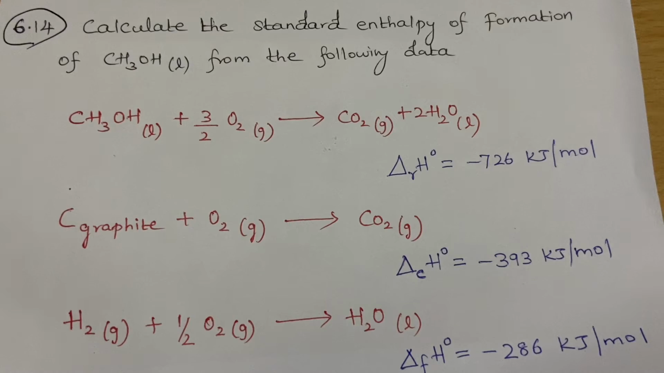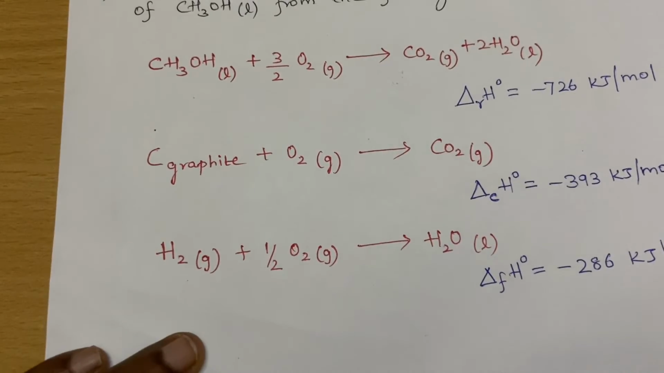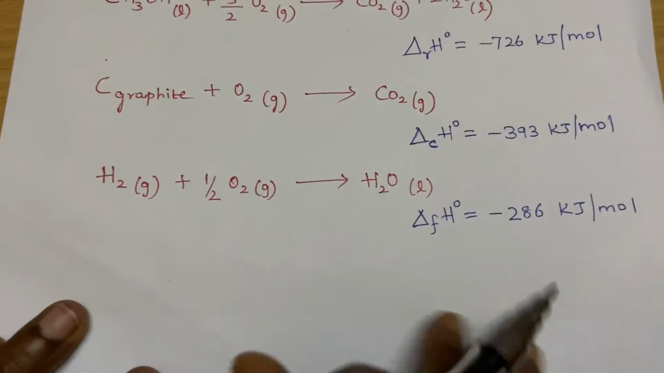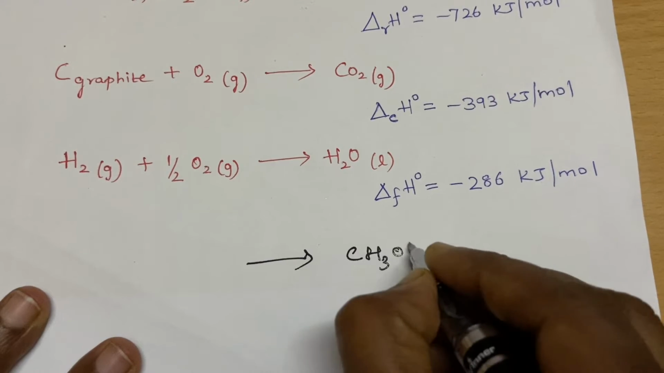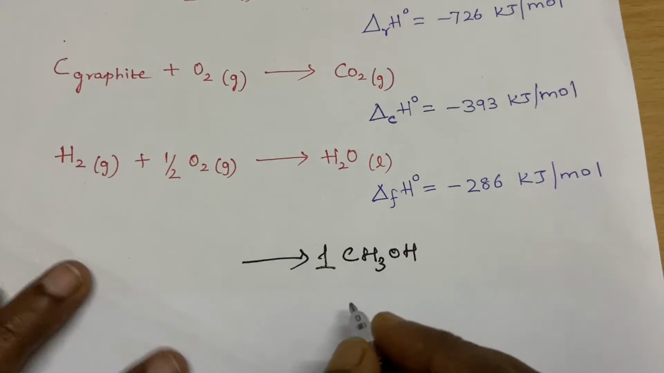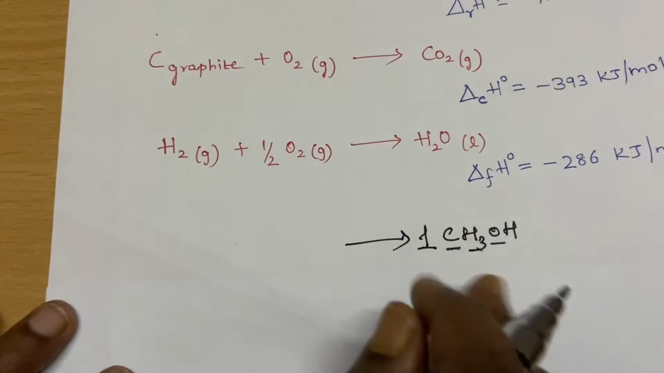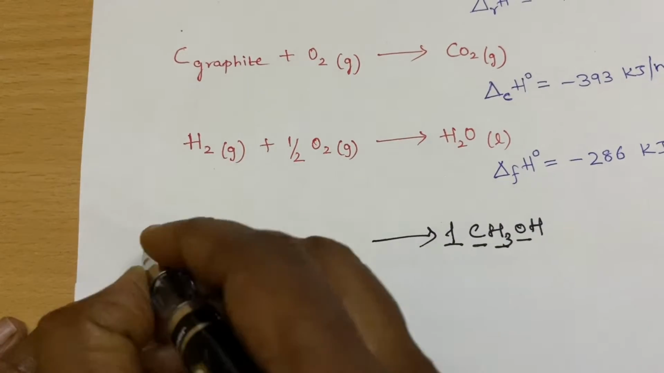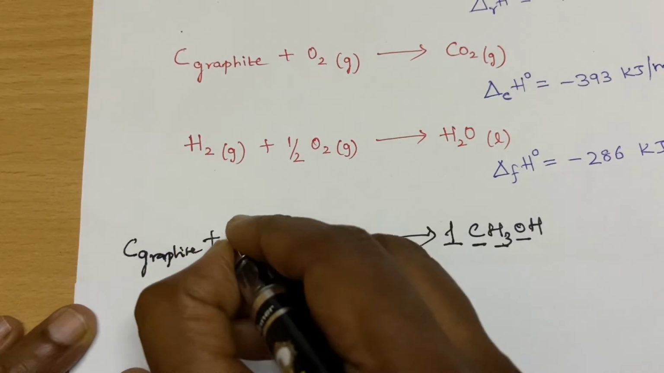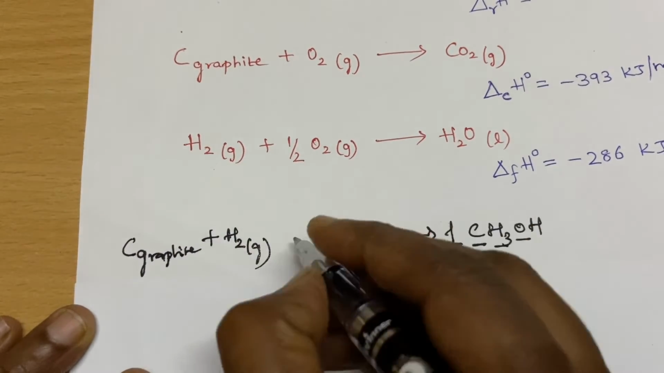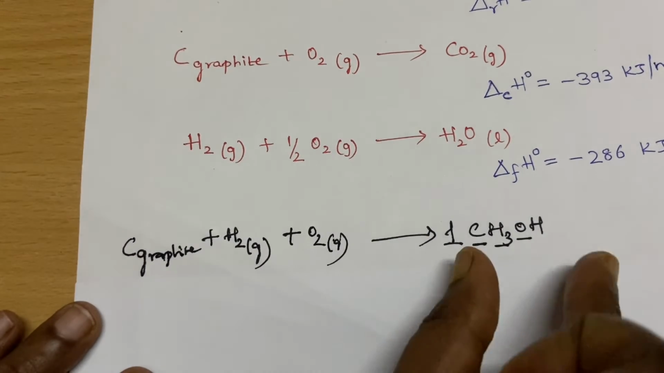First I'm going to write what they have asked for: standard enthalpy of formation of methanol. So methanol has to be prepared, isn't it? Standard means it has to be 1 mole. What are the elements present, students? Carbon, hydrogen, oxygen. What is their standard form here? Standard form of carbon is graphite, plus hydrogen gas, then oxygen gas. Then you have to balance it without disturbing it.